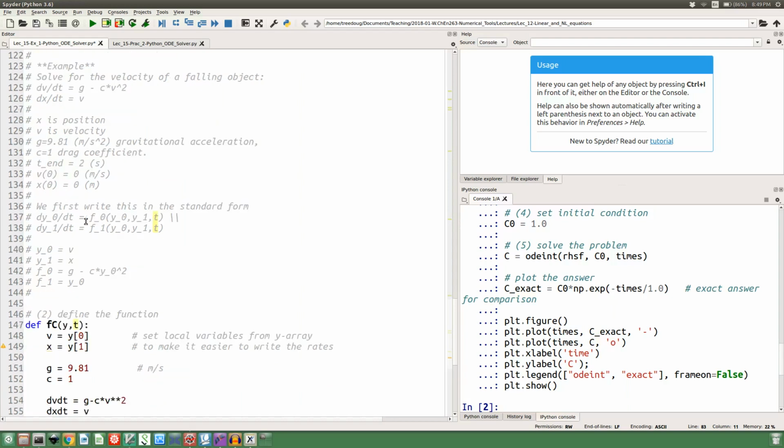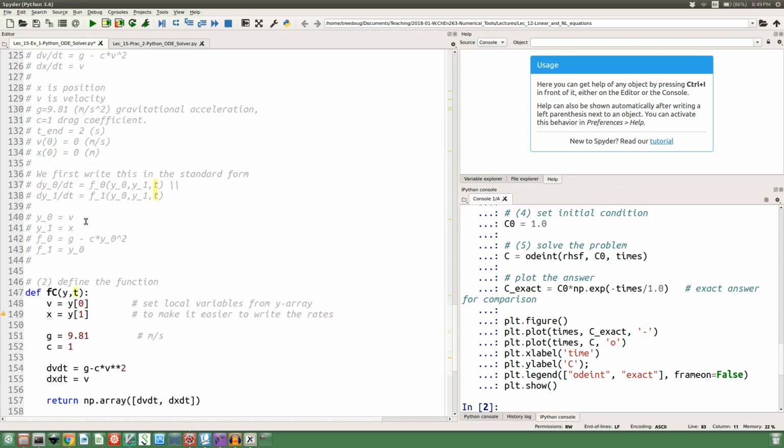So the first thing we need to do before any of these other previous steps is write this in the standard form, where we write it as dy0/dt and dy1/dt equal to f0 and f1 respectively. To do that, we make the substitution that y0 is equal to v and y1 is equal to x. So that will go right here. And then f0 is going to equal g minus c y0 squared, since y0 is v. And f1 is going to equal y0, since y0 is still v.